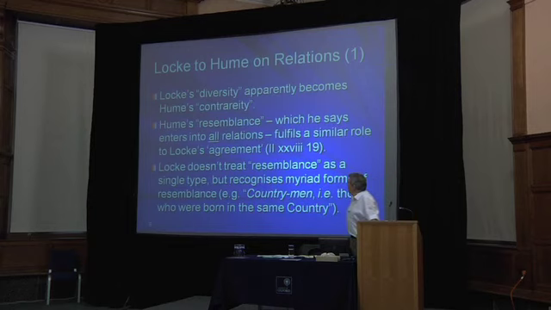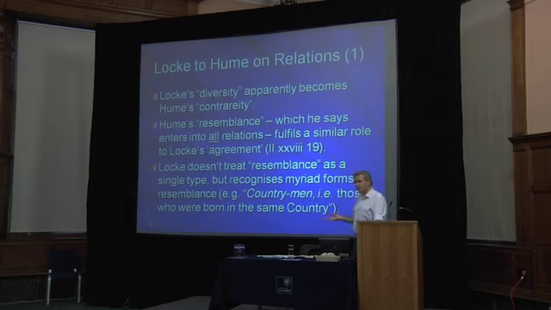So, what does Hume do with this? Well, first of all, I think we can see some pretty clear correspondences between Hume's theory and Locke's, even when the words are different. So, Locke talks about diversity, Hume talks about contrariety. Hume has resemblance, which Locke doesn't treat as a single type of relation. But if you look at Hume's discussion of resemblance, he says this enters into every relation. He doesn't actually explain how that's supposed to happen.